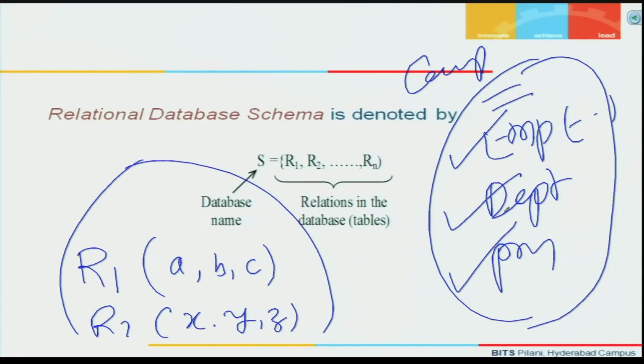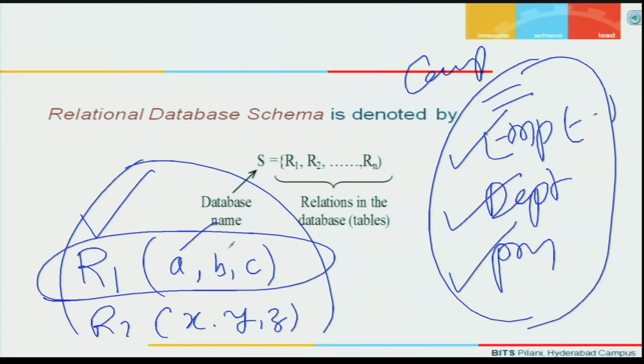Then we know how to represent a relation schema. This is how we represent a relation schema. This is the name of the relation, and these are the attributes of the relation. Now how do I represent the schema of a database? A database is nothing but a collection of related relations. So this is how we represent the database schema.